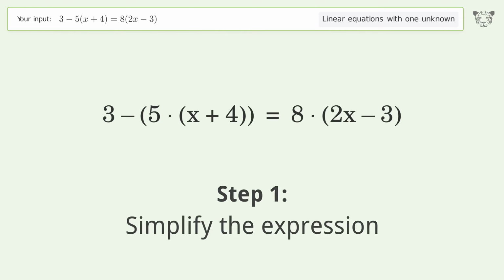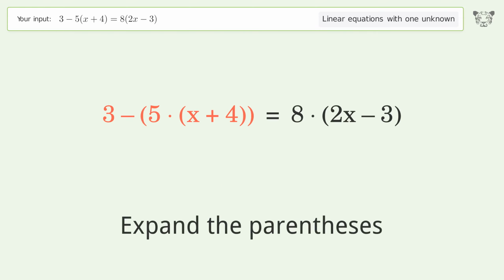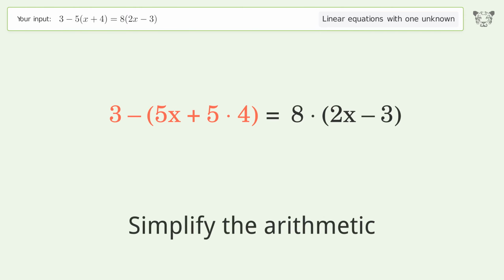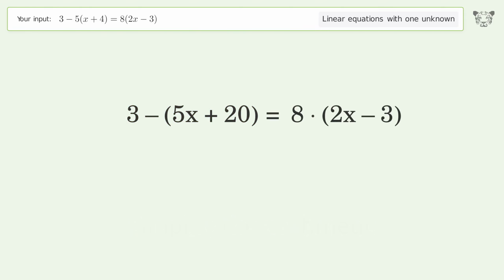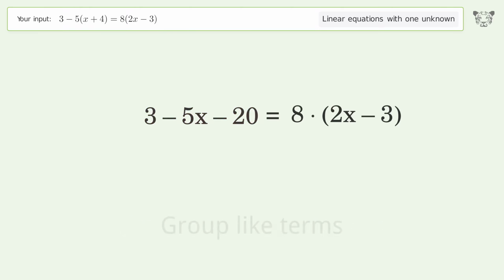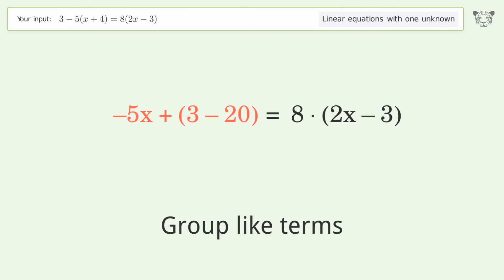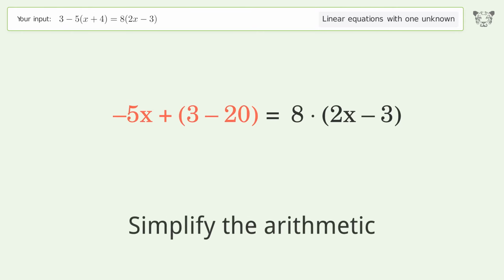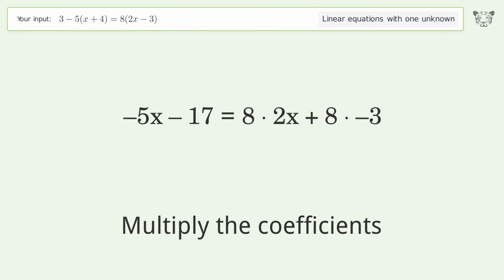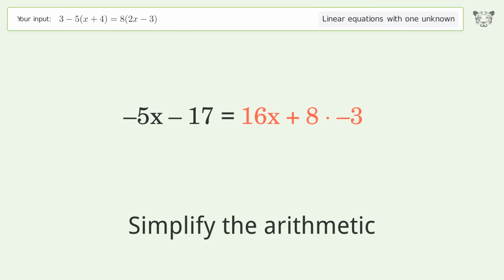Simplify the expression. Expand the parentheses. Simplify the arithmetic. Expand the parentheses. Group like terms. Simplify the arithmetic. Expand the parentheses. Multiply the coefficients. Simplify the arithmetic.